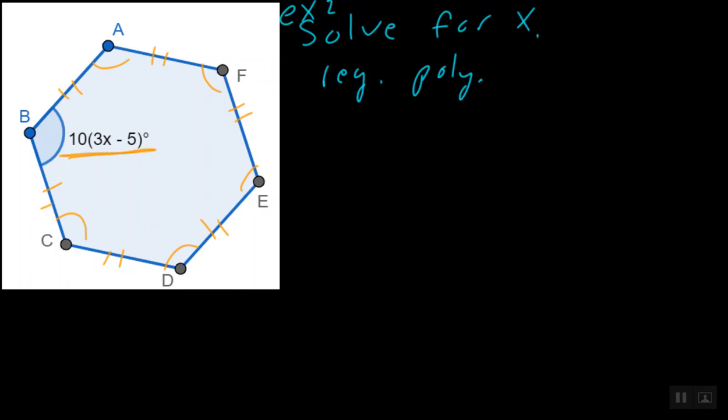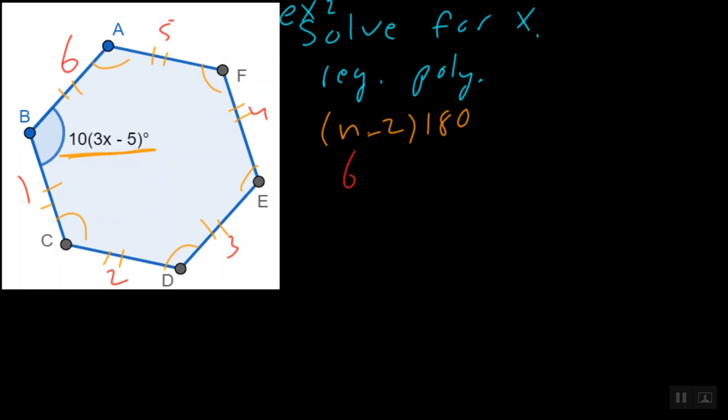And we'll do this, of course, by using our formula, n minus 2 times 180. Now let's go ahead and count up our sides. We have 1, 2, 3, 4, 5, 6. Oh, wait a second, 6 sides, that's a hexagon. We have a regular hexagon.